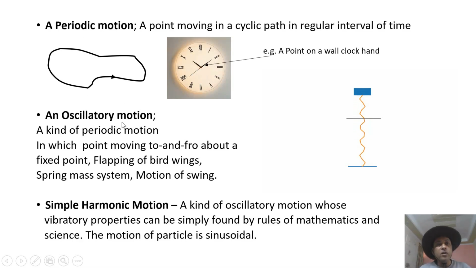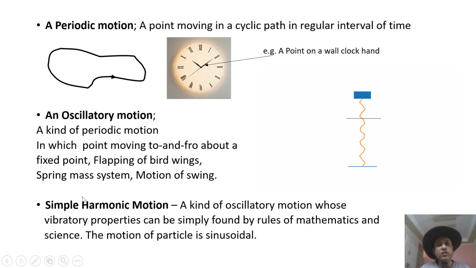Now, what is oscillatory motion? Oscillatory motion is a subcategory of periodic motion. It is a kind of periodic motion in which a particle moves in a to and fro motion about a fixed reference point. You can see this mass is oscillating on a spring, and this line is the reference point about which the mass is moving to and fro. It is periodic because if you take any point, the mass comes back to that point in regular intervals of time. Some more examples are flapping of bird wings and the motion of a swing.